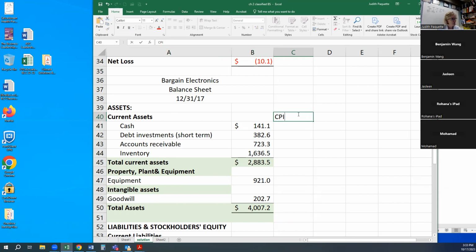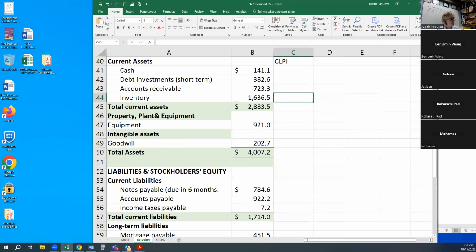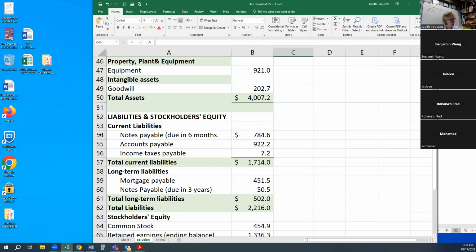CPI. Nope, that's not going to work. CLPI. Nah. I can't think of an acronym for that, but it would work. But frankly, the asset section has more nitpicky details than the liabilities. Liabilities just have current and long term. Okay.